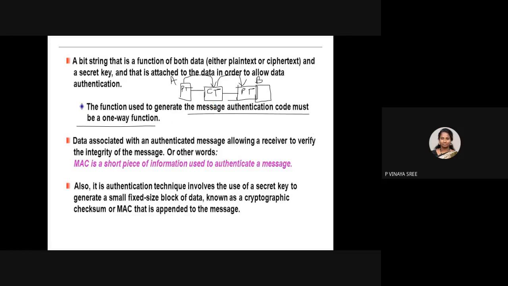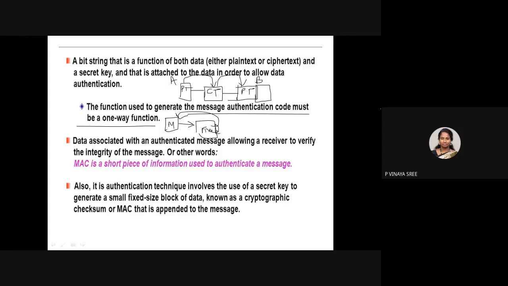What does that mean? Given a message that Alice wants to send to Bob, this message will be converted to a fixed size length. And the receiver cannot convert this fixed size back to the message. That is a one way function.